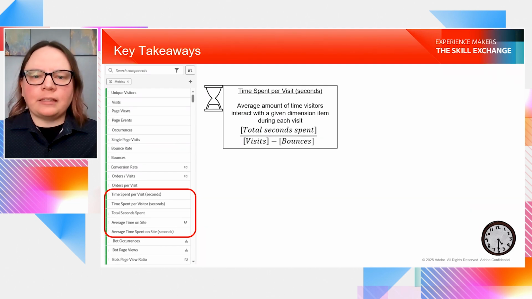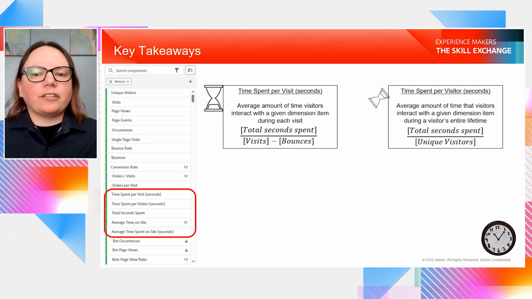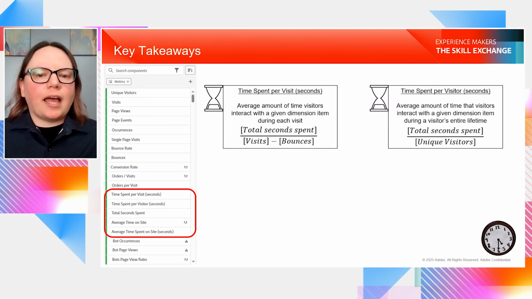Why subtract bounces? Well, in order to calculate the length of an interaction, Adobe needs 2 time points, a start and an end. And as we've discussed earlier, a bounce is a single hit. That means that there's a start, but there's no end. Without that, it can't count the amount of time, so those hits get excluded. The second metric is time spent per visitor in seconds. This also gives the average amount of time a dimension is interacted with, but this is calculated at a visitor level. It divides the total seconds spent on a dimension by the number of unique visitors.